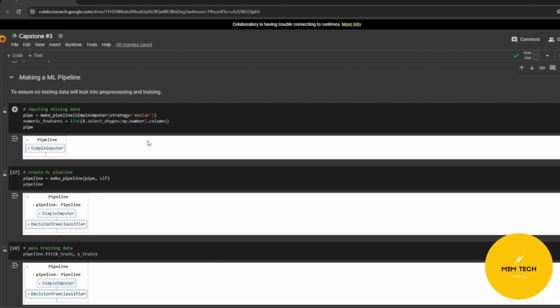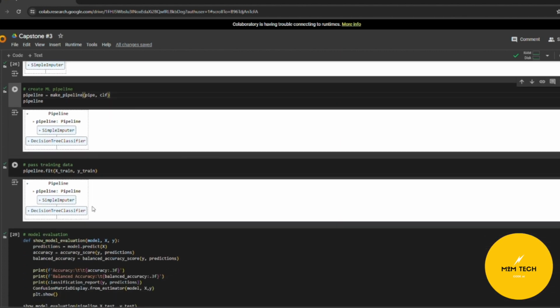So first, I've created a pipeline for imputing missing data using a simple imputer and make pipeline functions, where any missing values will be replaced by the median value of the respective column. After making the imputation pipeline, I've combined it with the classifier to create a pipeline object that will first impute missing values in the dataset using the median strategy and then apply the classifier to the transformed data. I've then trained the pipeline on to the training data.